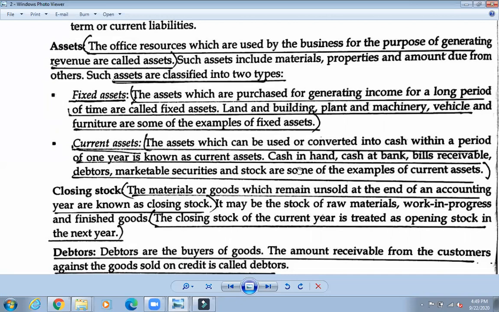Like cash. Okay, cash at bank. So you have money in the bank, and that is not a fixed asset, that is a current asset. That means you can use it anytime. Bills receivable, debtors. So this is for less than 1 year. It doesn't last for a year. Suppose you have 30,000 in your bank, does the 30,000 stay forever? No.